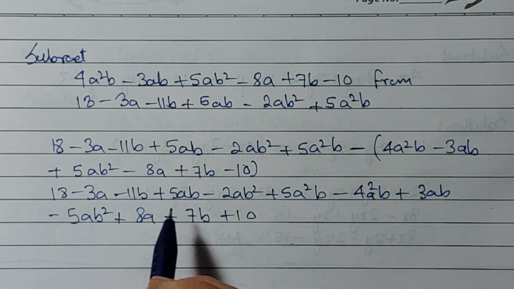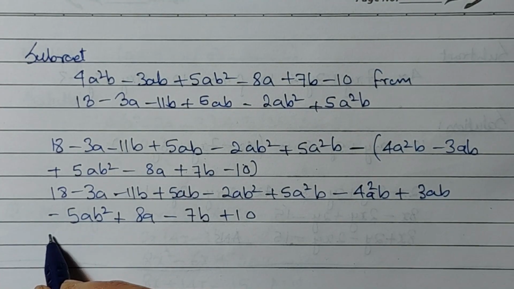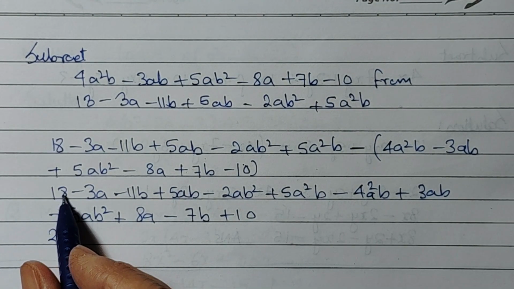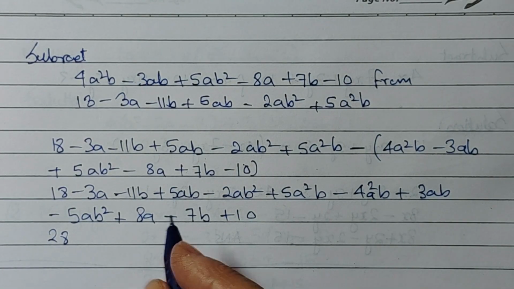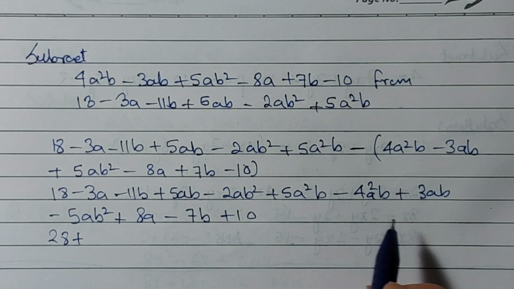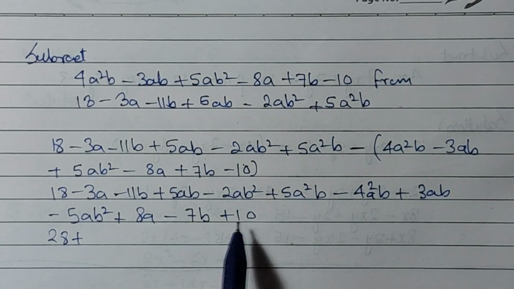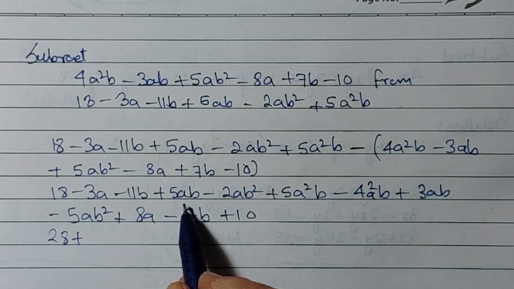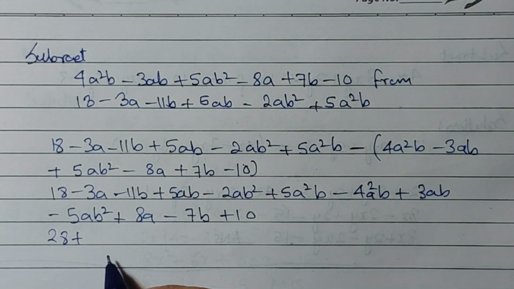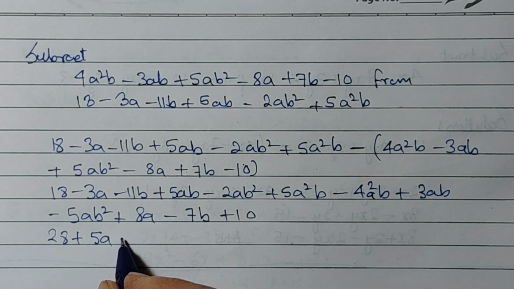Now we will handle the term of constant first. It will become 28, 18 plus 10 is 28. Then the a term will be handled next. It is 3a, then 2a, is 5a, then −18b.